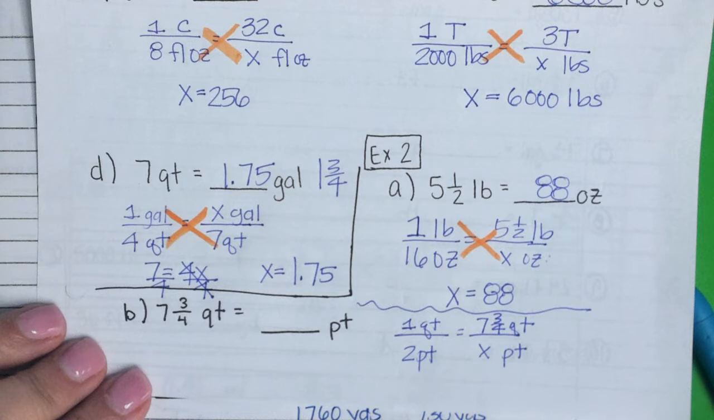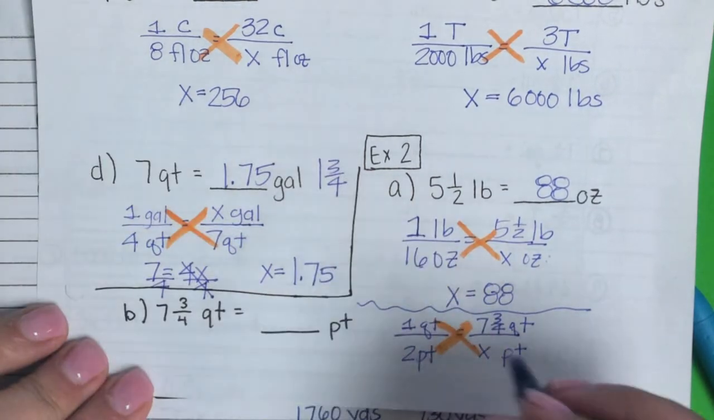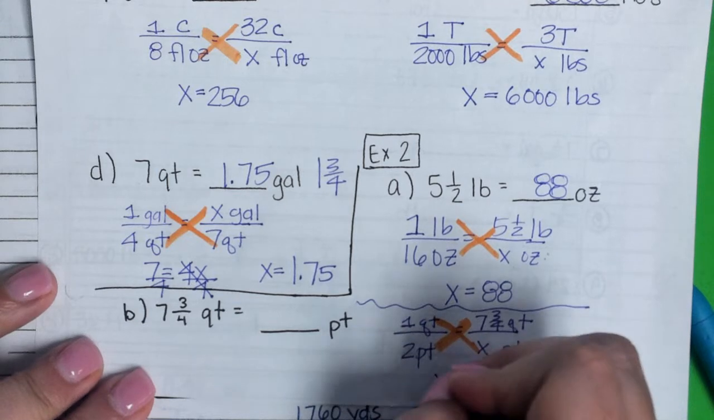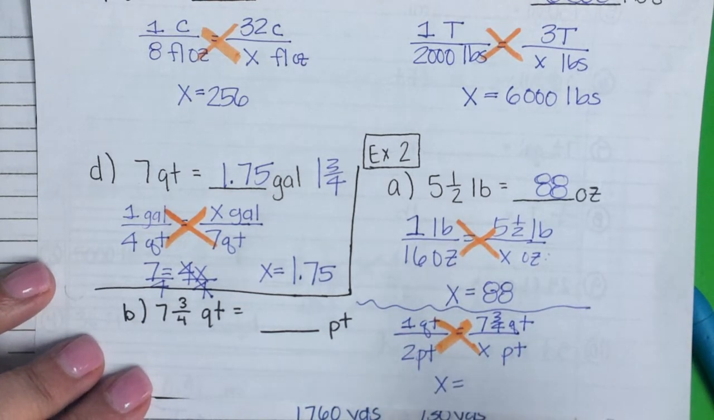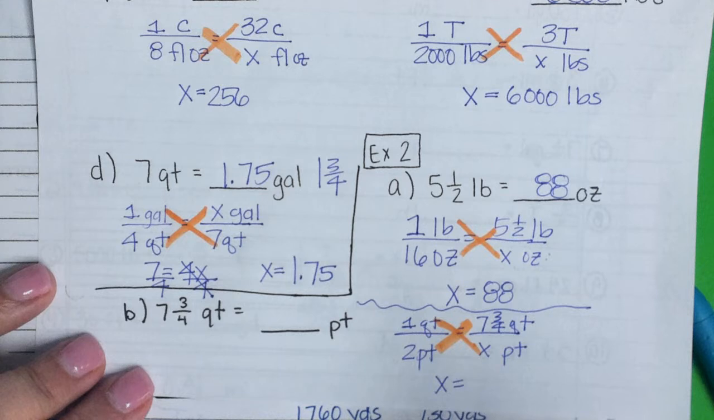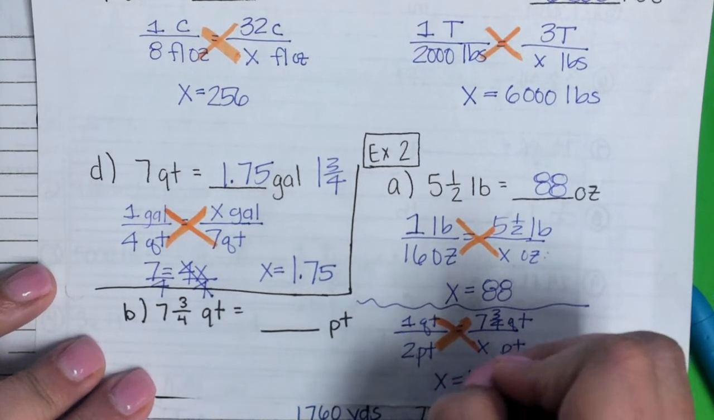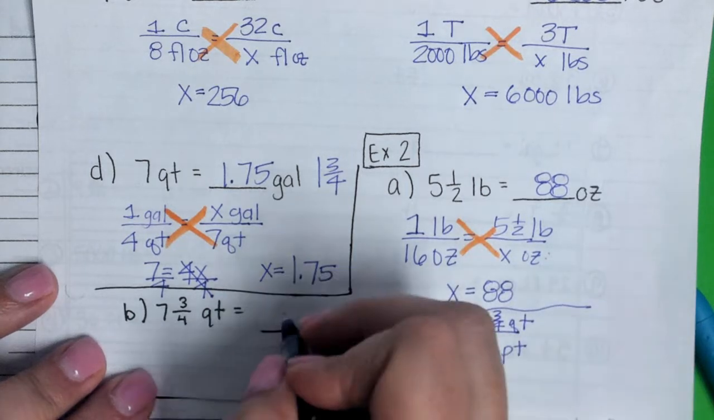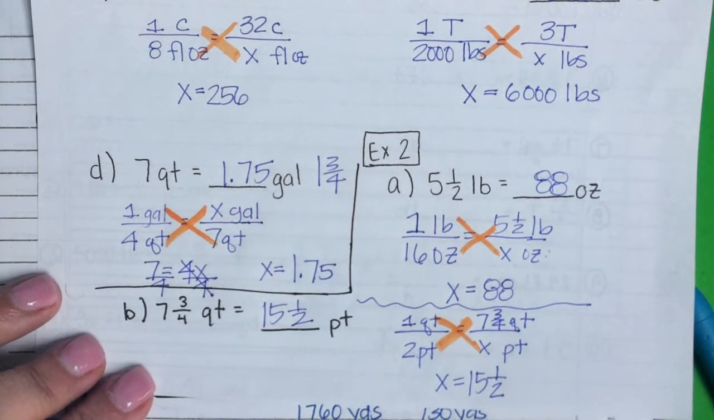So again, cross multiplying. 1 times x is x. And now we're going to do 7 3/4 times 2. It's going to be 14.5. 15 and 1/2, you were almost there. Or 15.5. So 15 and a half or 15.5 pints.